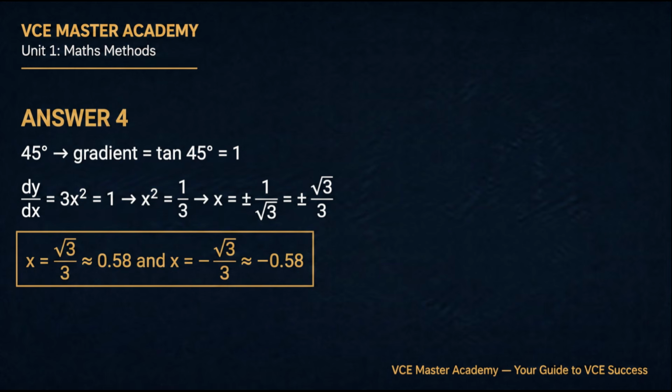Tidy the surd by multiplying top and bottom by root 3: plus or minus root 3 over 3. As decimals, about 0.58 and negative 0.58. Box both. And it makes perfect sense. y equals x cubed climbs on both sides of the origin with matching steepness. So of course, there's a 45-degree tangent on each side, perfectly parallel. If you only found the positive one, circle this board in your notes. That missing minus is the most common slip in the whole chapter.